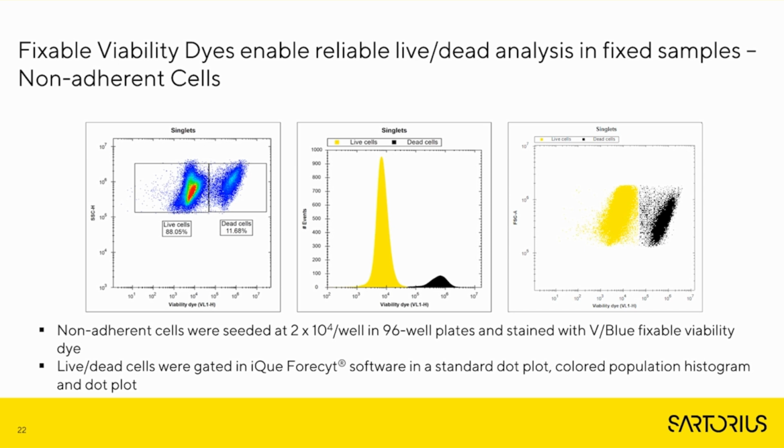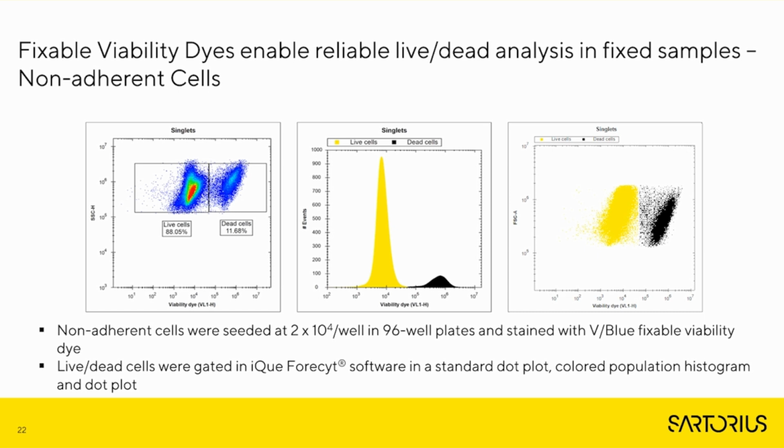You can see that we've got 88% live cells here on the left-hand side of the population dot plot, and then on the right-hand side we've got about 12% of dead cells. In the middle we have a histogram where we've color-coded the live and dead cells using population gating within the Foresight software, so it can give you more of a clear distinction between those two populations. What we have here is the live cells in yellow on the left-hand side with no viability dye staining, and then over on the right, in black, we have the dead cells that have been stained with the viability dye, which means that they have a permeable membrane, so that dye can then enter into those cells.